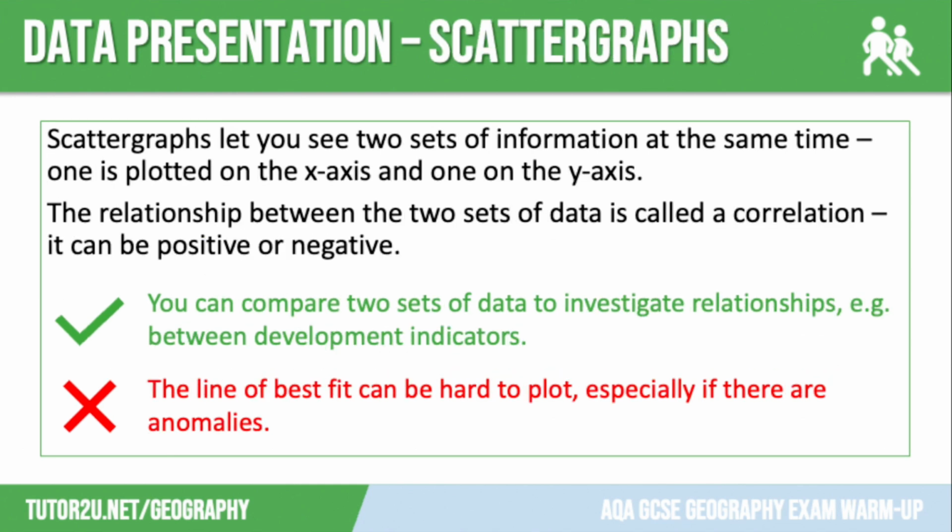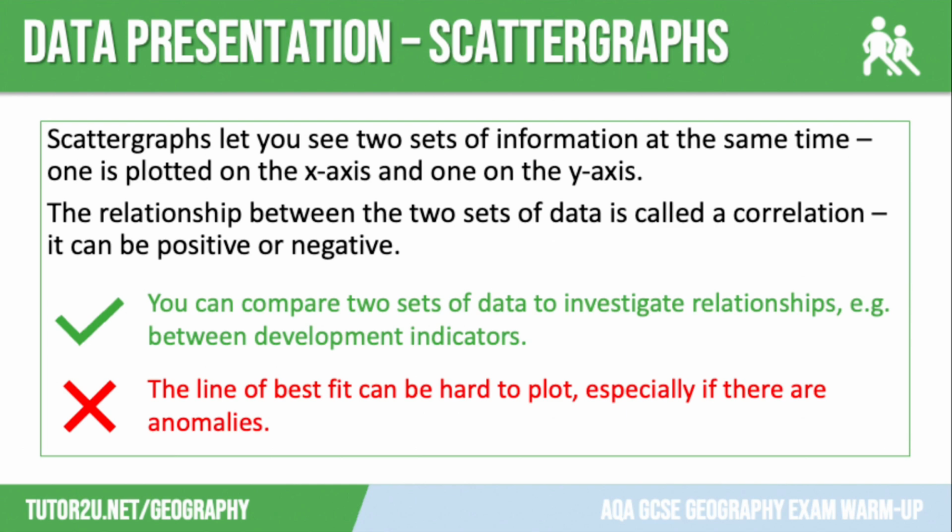You will quite often see scatter graphs in the exam, not just in paper 3, sometimes in paper 1 and 2. These let you see two sets of information at the same time. One's plotted along the x-axis and one is plotted along the y-axis. And the whole point of a scatter graph is to compare the relationship between the two sets of data. And we call this a correlation, which can be either positive or negative.